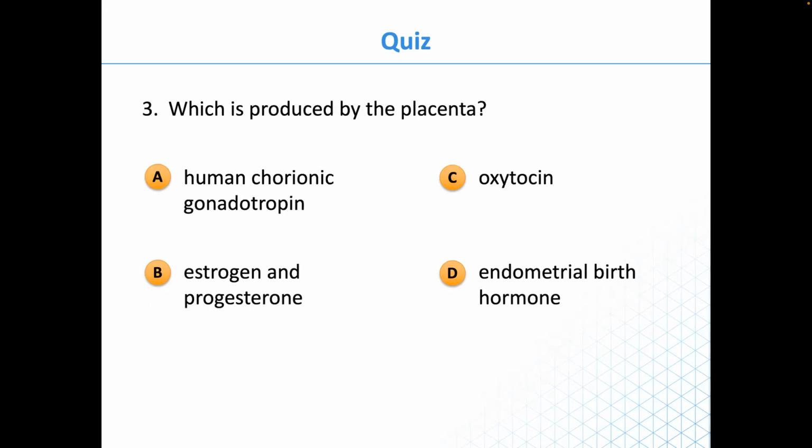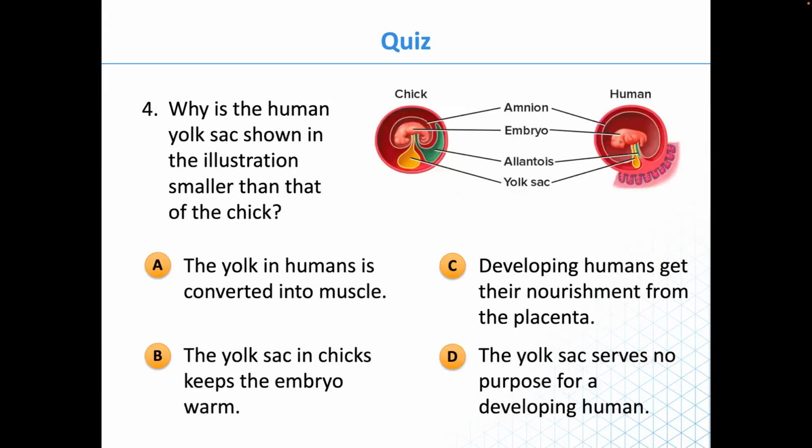Now, Ahmed, this is yours. Which is produced by the placenta? Ahmed, which is produced by the placenta? B, estrogen and progesterone. Yeah, that is pretty correct. Thank you. The next one goes to Ziad again.